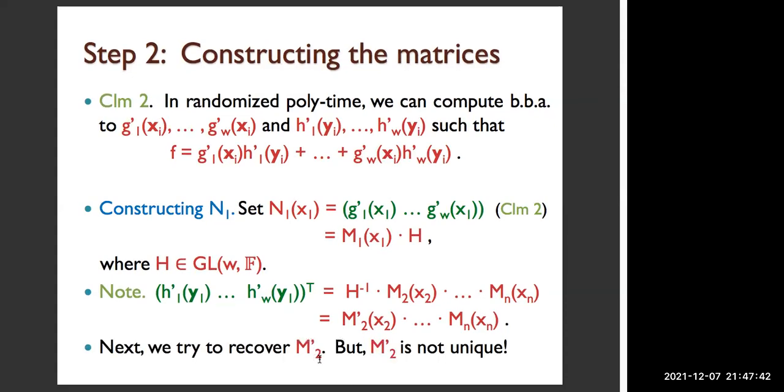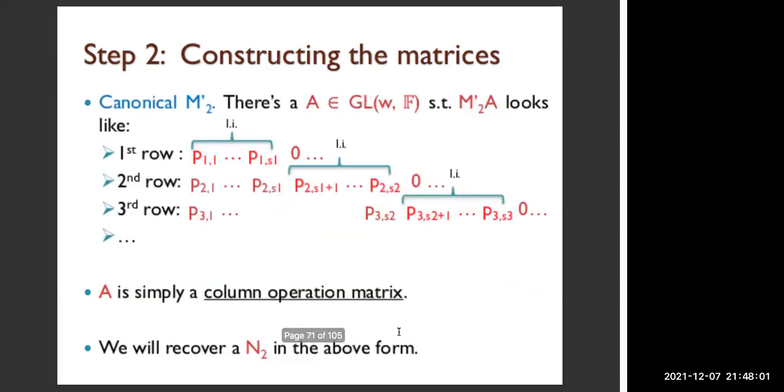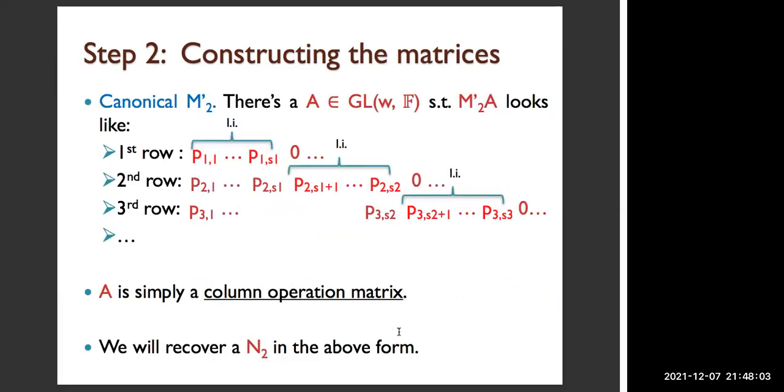But M2 prime is not unique again, because you can do left-right multiplication. You can multiply something to the right of M2 prime and make it a different matrix. It's not uniquely defined. To create some kind of uniqueness, I'll define a canonical form for M2 prime. I'll do it only for M2 prime. And once we see how to recover M2 prime, the rest of the algorithm would be very similar to recover M3 and M4 and so on. So here is a canonical form.